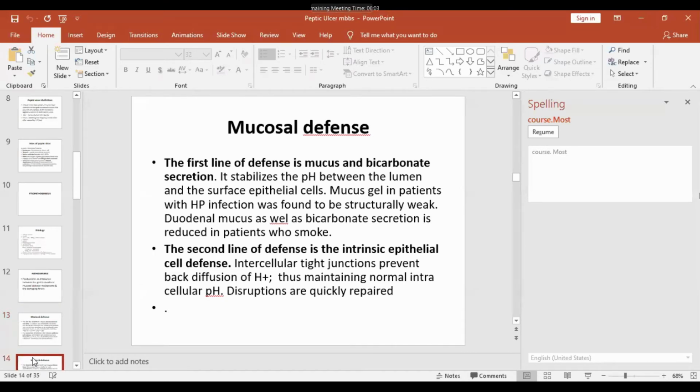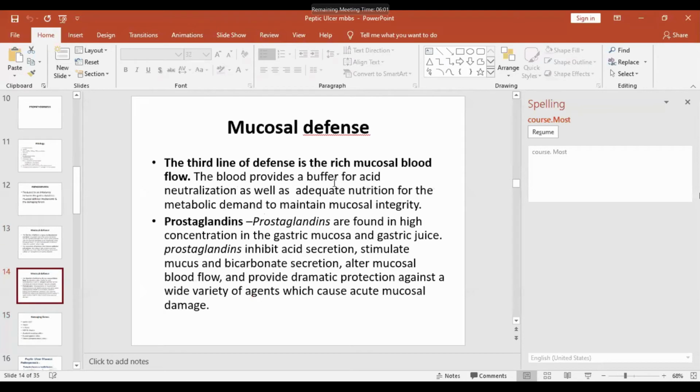And the third line of defense is the rich mucosal blood supply, that I told you about. It helps in diluting the acid as well as in quick repair of any damage done. The blood provides buffer for acid neutralization as well as adequate nutrition for the mucosal integrity, so anything damaged is repaired easily. And the last one, the fourth, you should remember: prostaglandins. I have told you what prostaglandins are.